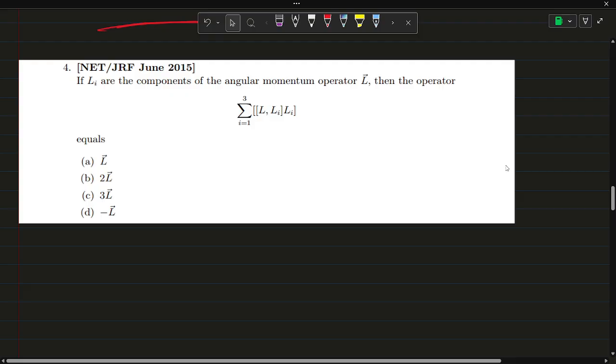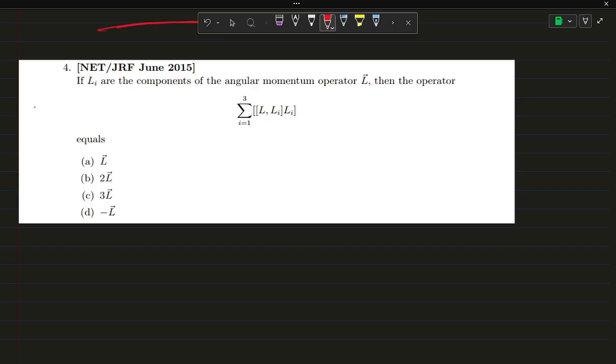Now let's move to question number 4. This question was asked in June 2015, and it says, if Li are the components of the angular momentum, then the operator L, then the operator. So we have to find the solution of this operator.